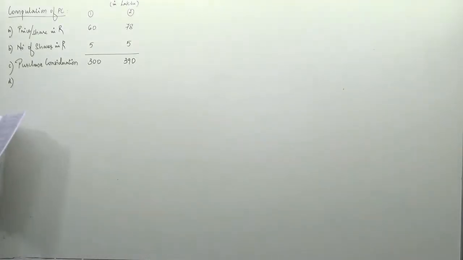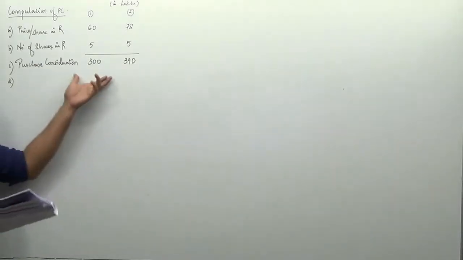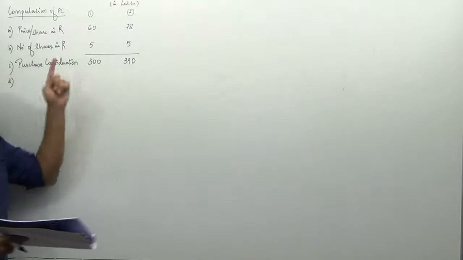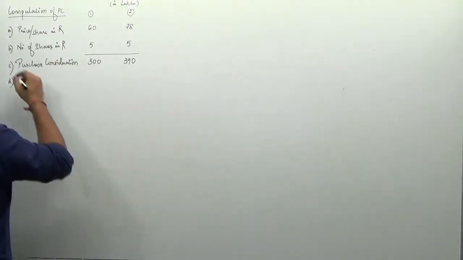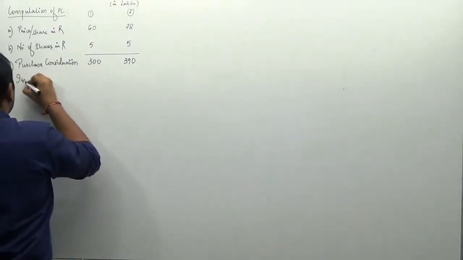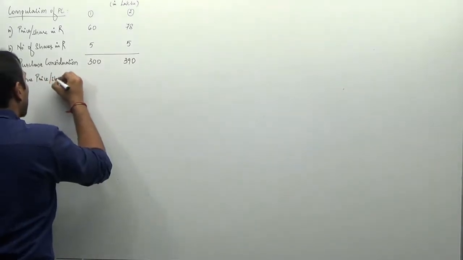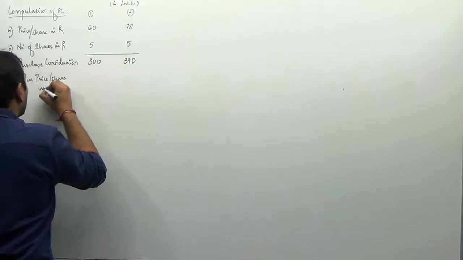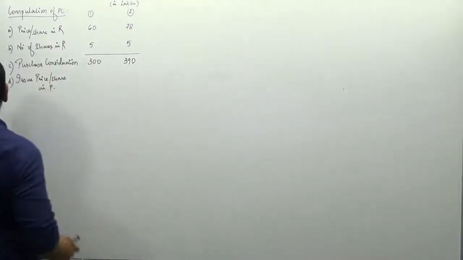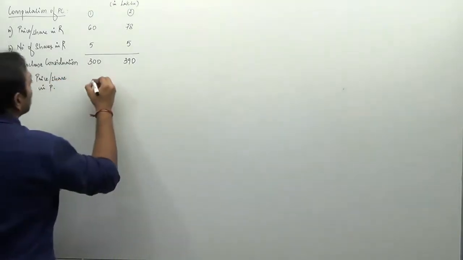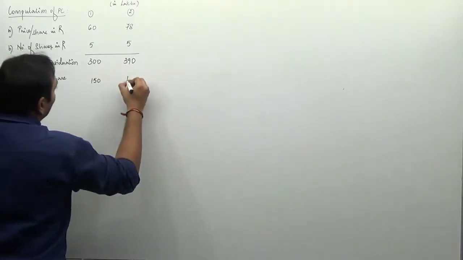Next, what is the last statement of the question saying? The amount in both the cases is paid in the form of shares in P. So this is the purchase consideration which will be paid in the form of shares of P Limited. So what is the issue price per share? Issue price per share in P Limited. P Limited should be offering at its market price. Market price of P is 150.